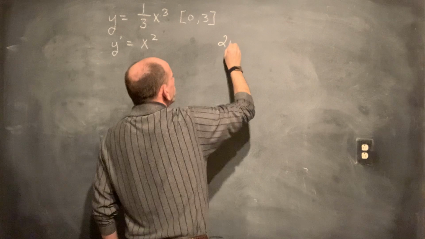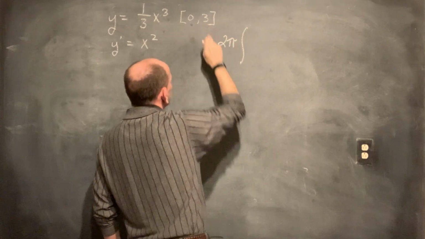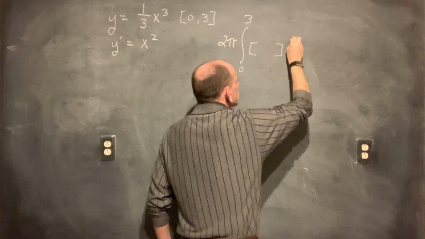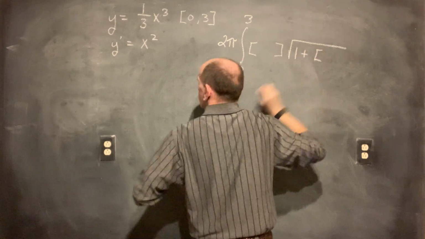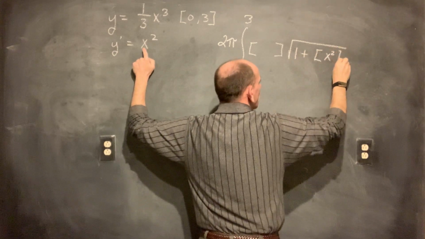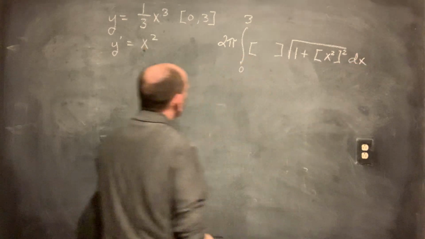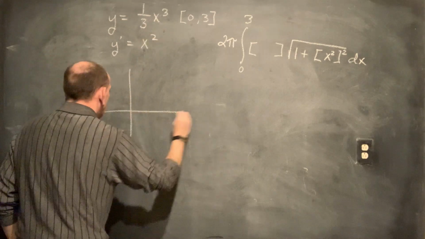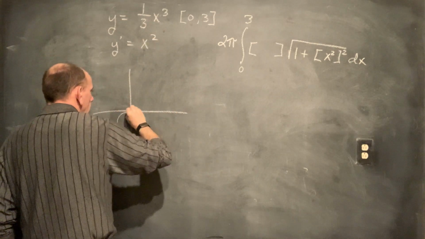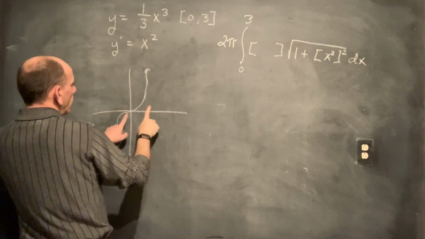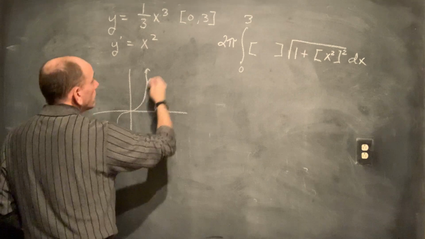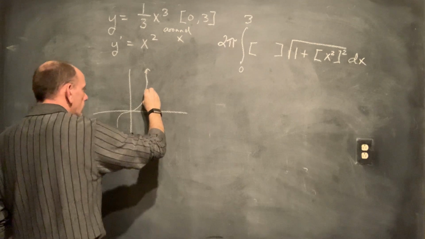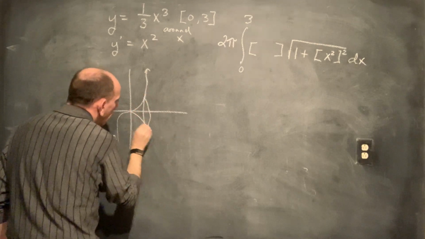So I'm trying to fill in 2 pi, integral from 0 to 3. I need r as a function of x, square root 1 plus my derivative. Well, we just found out that was x squared dx. Now let's see, this is 1/3 x cubed. It's sort of a squished, like this sort of deal. And we're on the interval from 0 to 3, rotated around the x-axis. I forgot to mention that. Around x. Okay, so something like that.